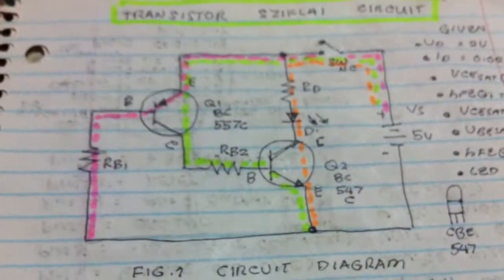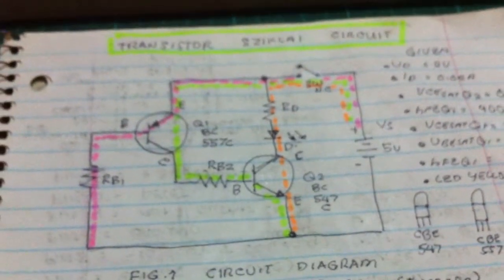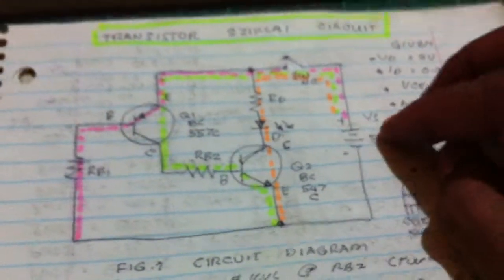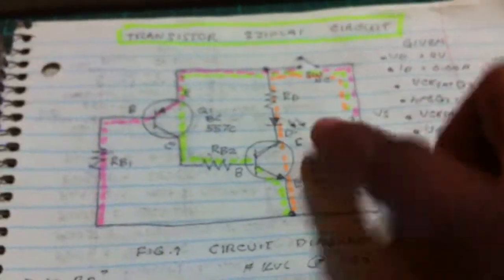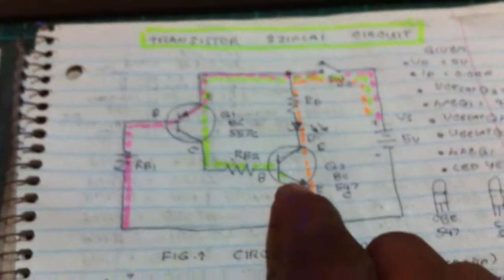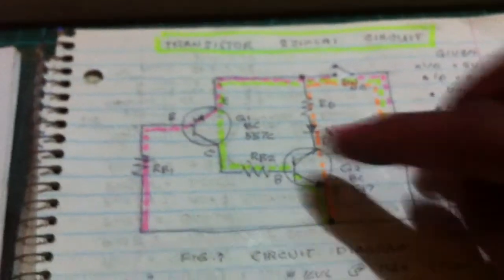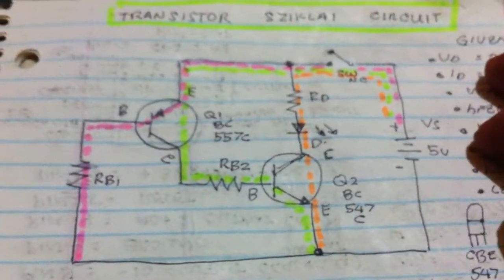So this is a Sziklai transistor circuit, and we're going to compute the values of RD here to protect the LED, and also the base resistor here to protect the transistor, also the base resistor here to protect the transistor here. Two transistors connected in this fashion.